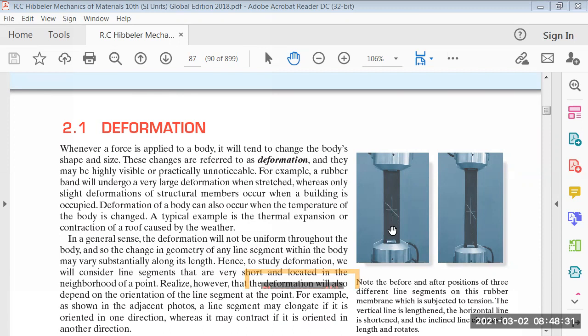So that means once you apply a tensile force to this rubber band, based on what you can see over here, the vertical line has elongated and the horizontal line has shortened. So we've seen two effects. How about a line that falls in between the vertical and horizontal? How about the diagonal? If we have a diagonal line segment like this one, which falls in between the vertical and the horizontal axis.